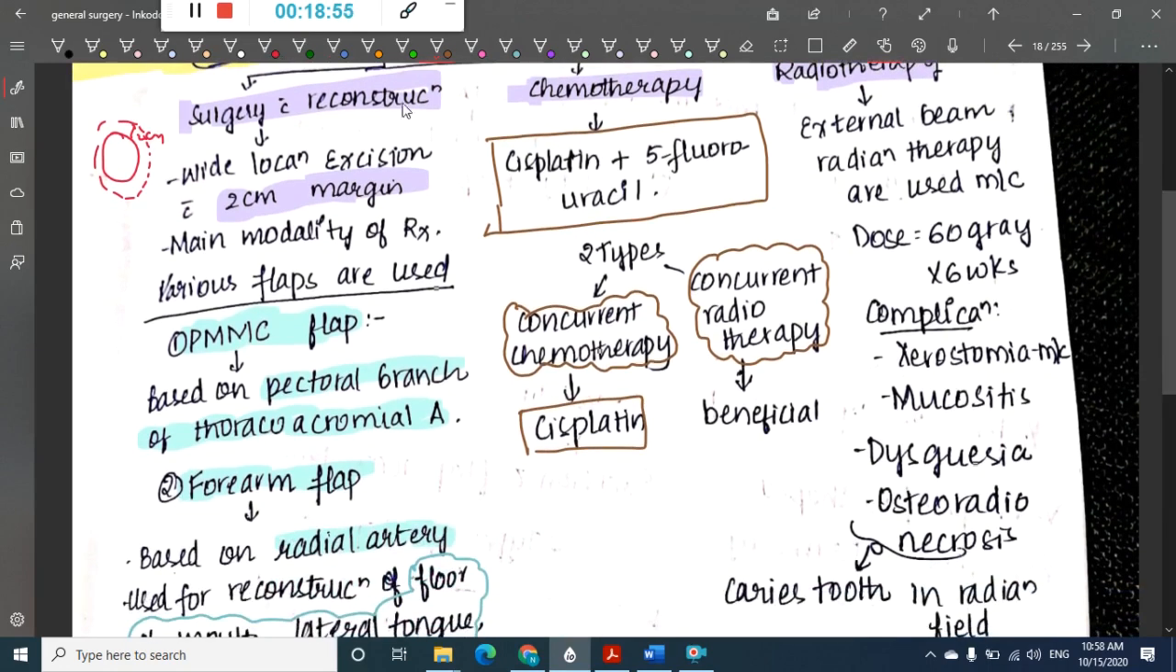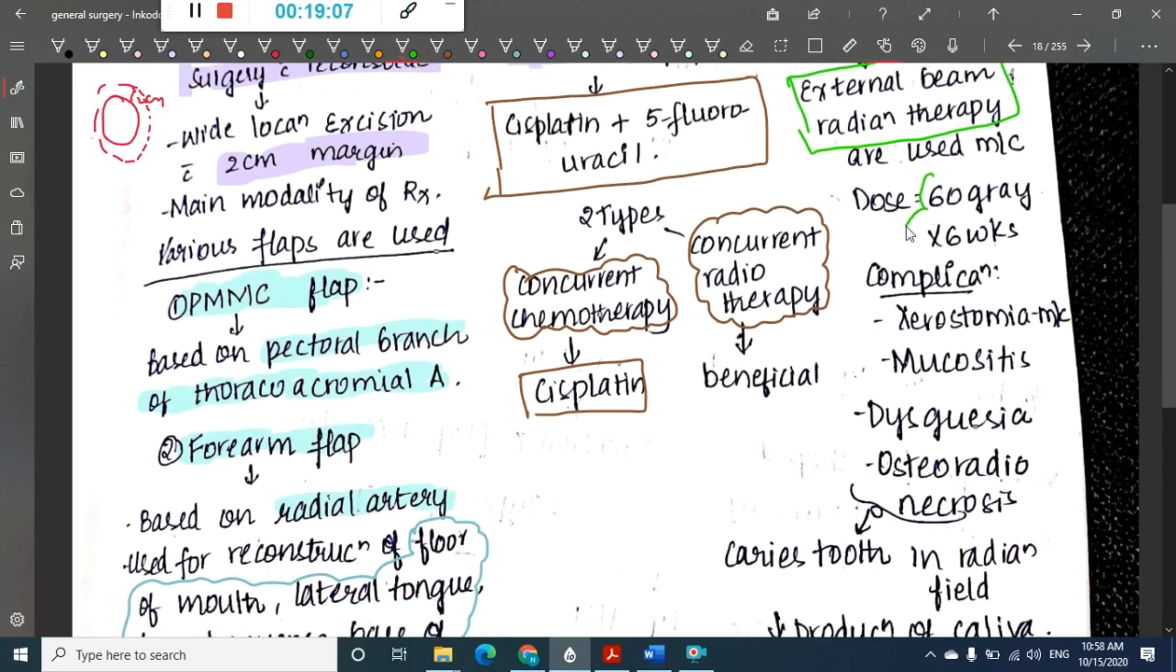Then we have radiotherapy. External beam radiotherapy is used most commonly, and the dose used here is 60 grays for 6 weeks.